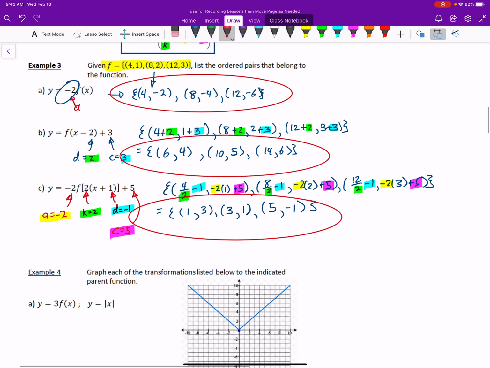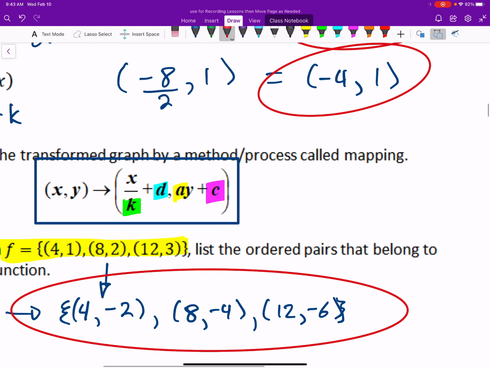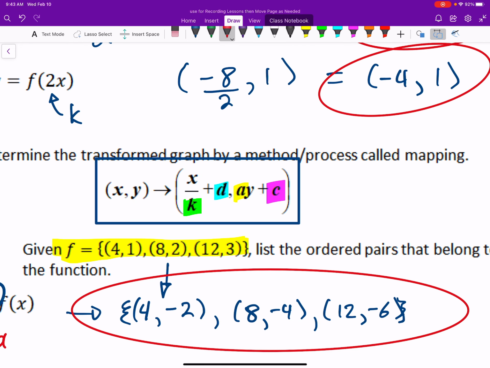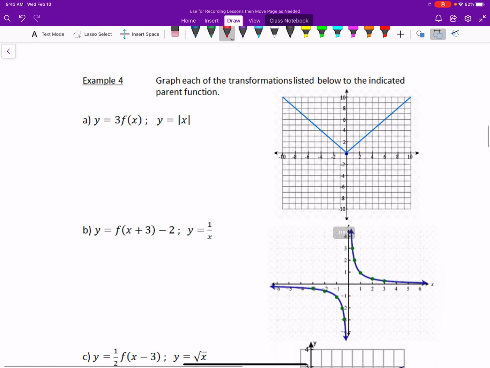So I can do any one of these transformations. I can do a couple of them like I did in B part. I could do all 4 of them like I did in C part. But I'm always following this pattern that I've highlighted in this box right here. I call that the mapping formula.